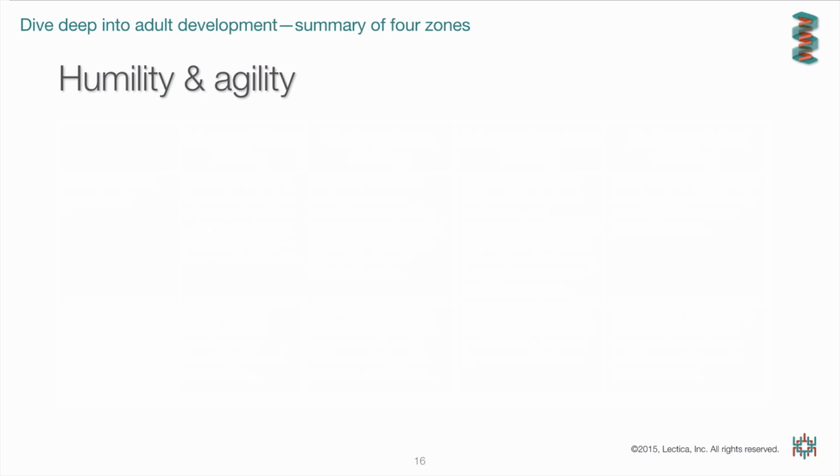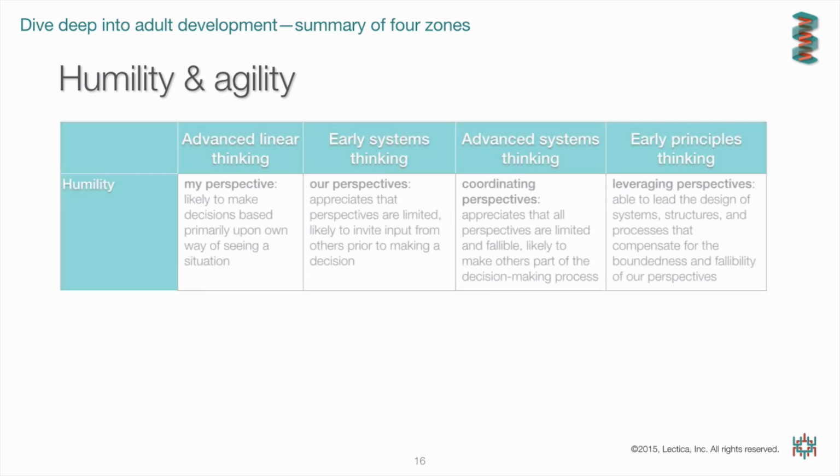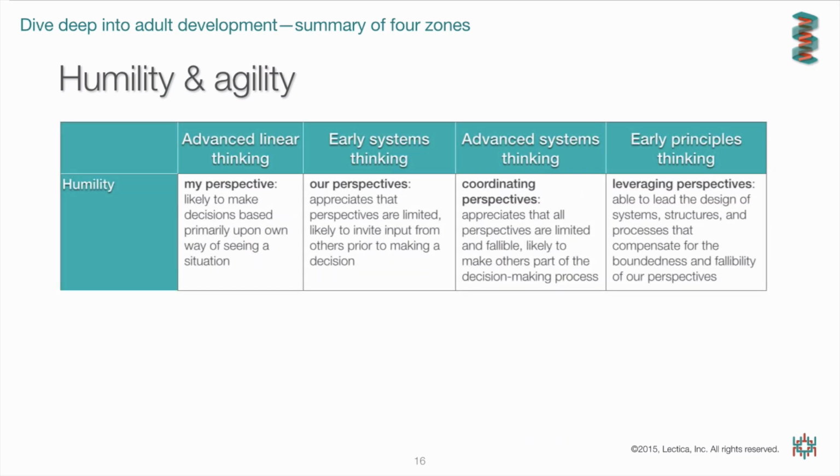Let's continue our exploration of the 4 zones of adult development by discussing humility and agility, beginning with humility. In advanced linear thinking, the focus is on my perspective. Advanced linear thinkers are likely to make decisions based primarily upon their own way of seeing a situation. In early systems, the focus becomes our perspectives.